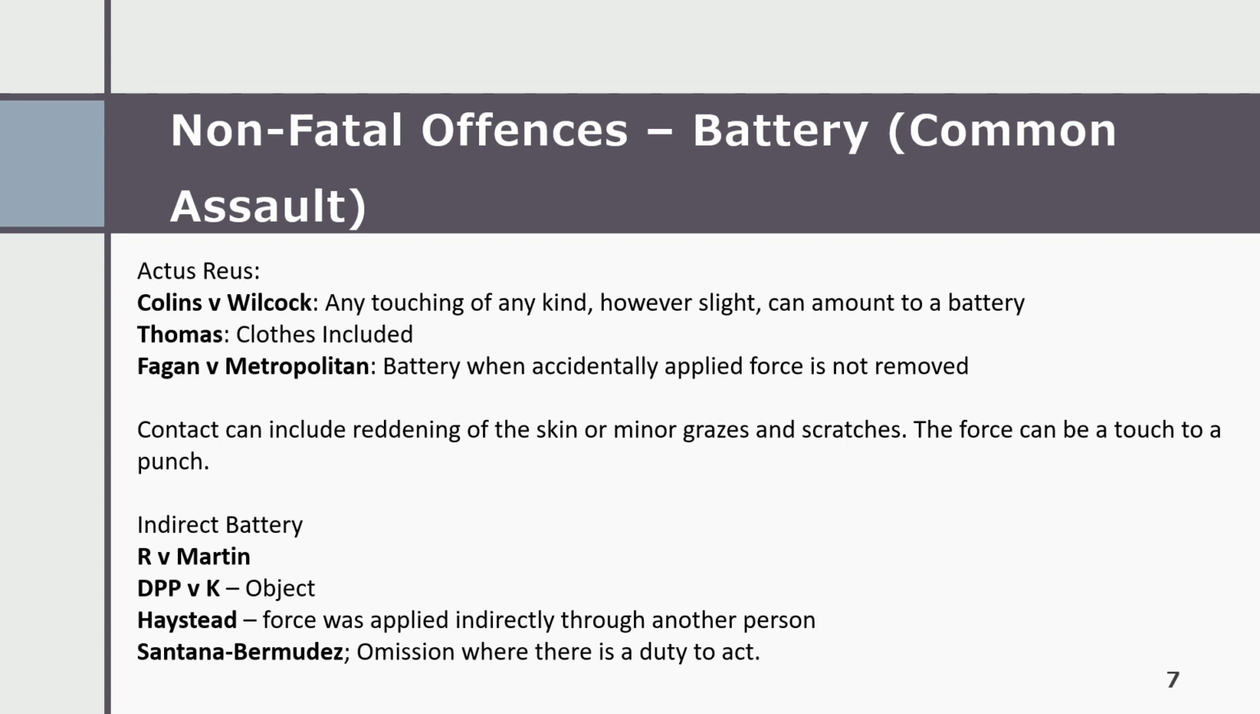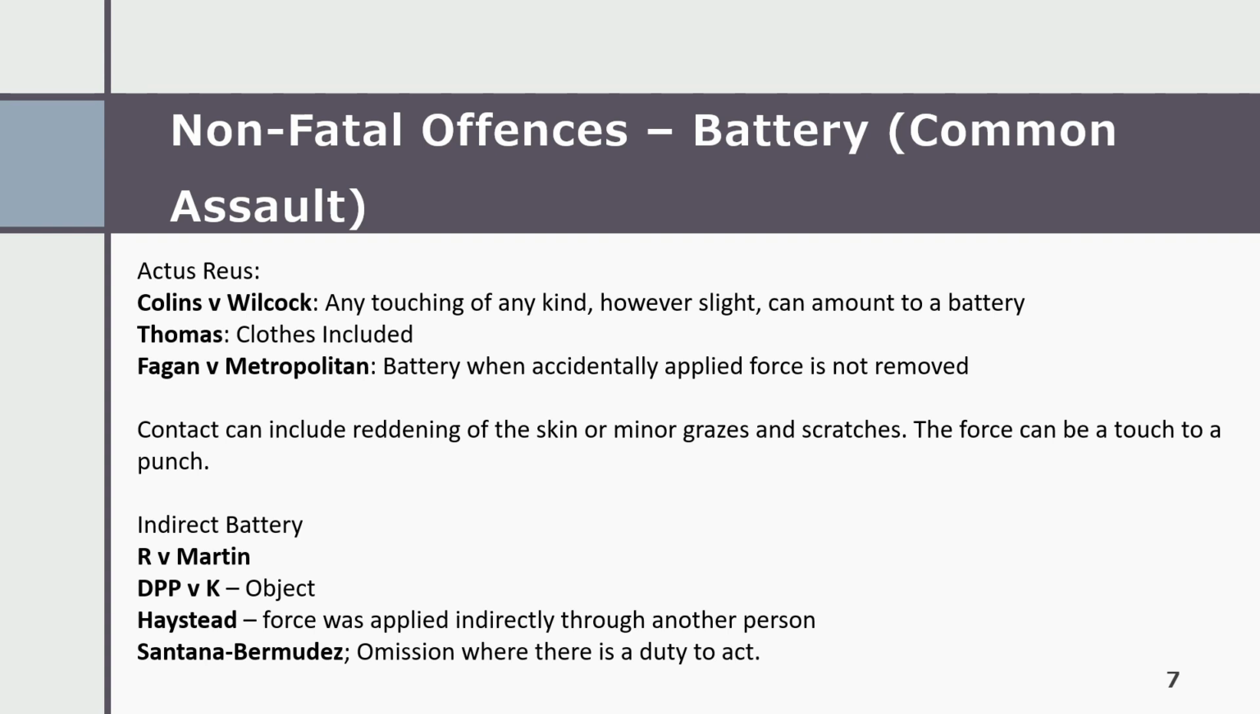So the actus reus for battery starts with Collins v Wilcock. So any touching of any kind, however slight, can amount to a battery. So R v Thomas says this includes clothes. So if you're pulling on somebody's shirt, or repeatedly touching somebody's clothing, even though it's not direct contact with their skin, it's still classed as assault.